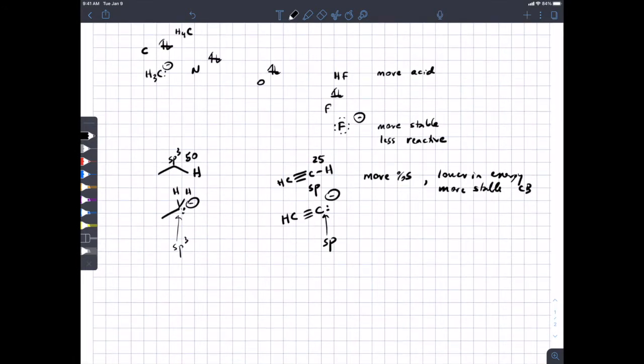And as an item of review, we're going to generally think about acidity by focusing on the stability of the conjugate base, because we have a lot of ways of thinking about how to stabilize extra electron density.